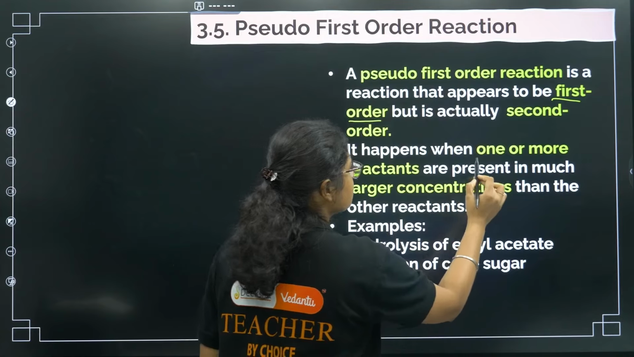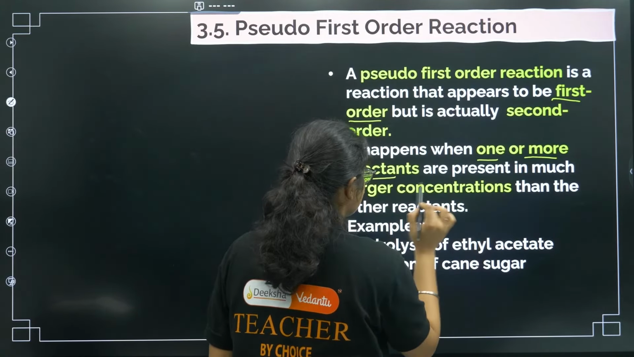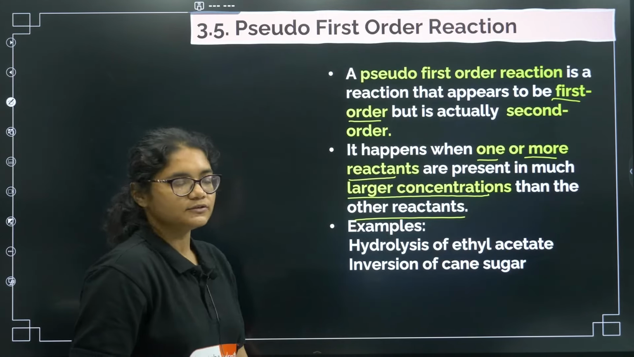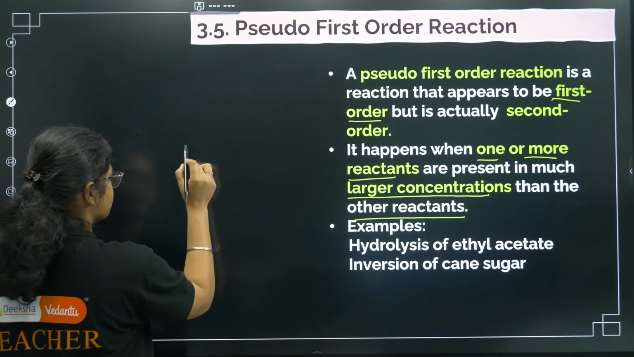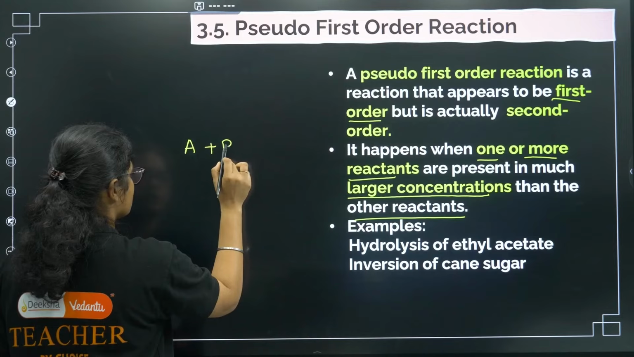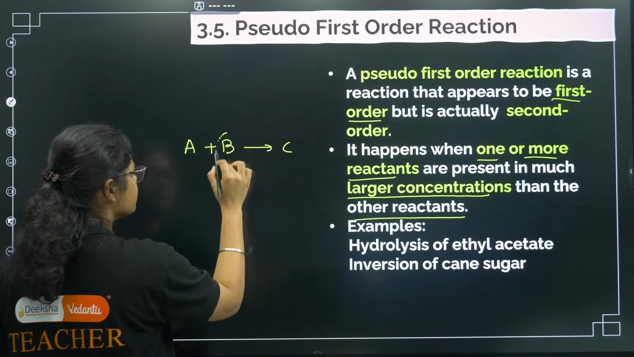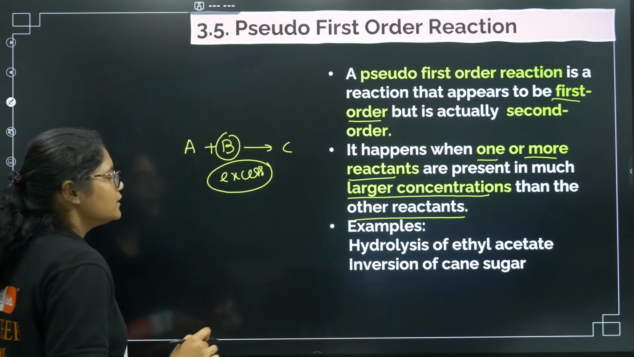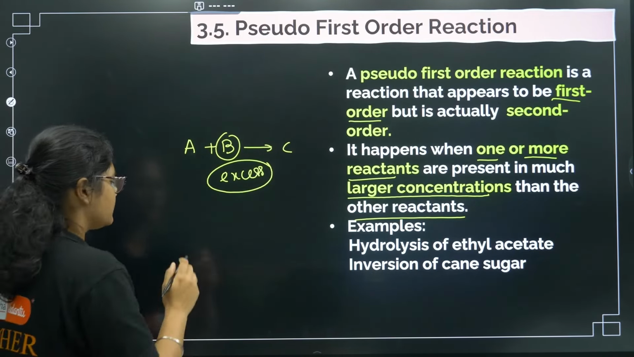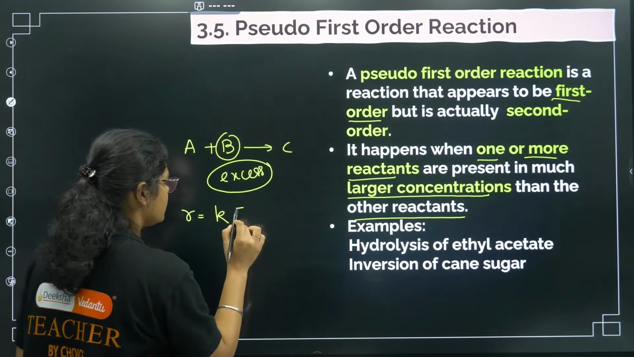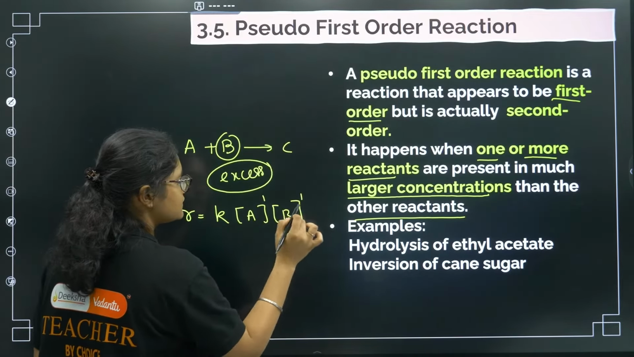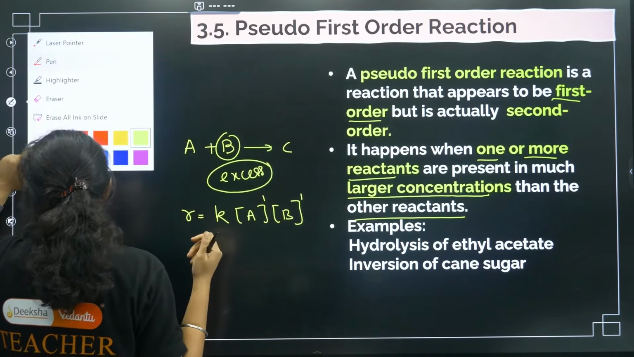It happens when one or more reactants are present in much larger concentration than the other reactants. For example, suppose you have a reaction between A and B. Now suppose B is present in very large excess. So what will happen? I can write rate is equal to K into concentration of A into concentration of B. Now if you see this, I'll tell that the order of the reaction is second order.